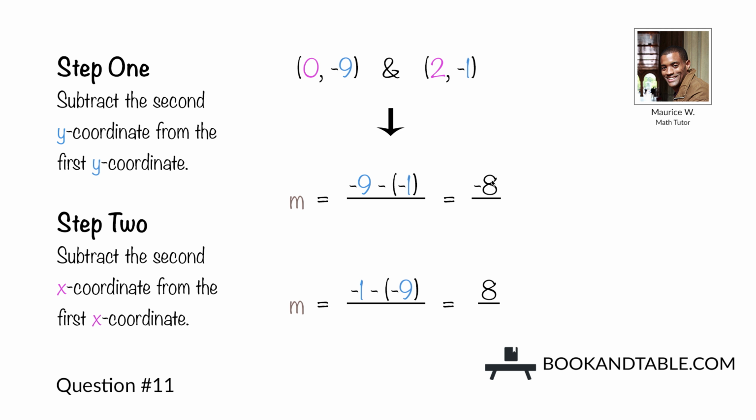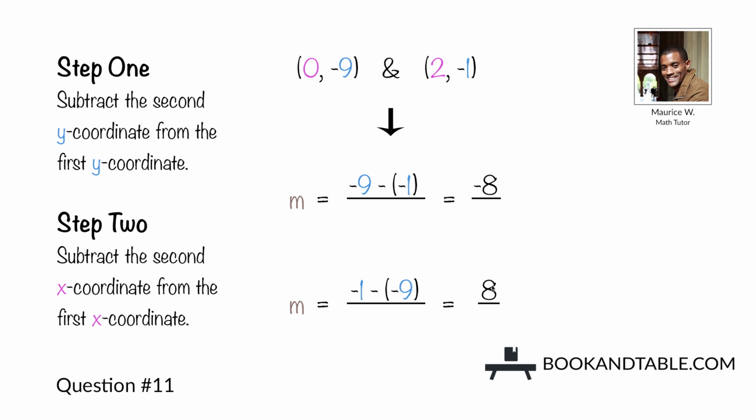So step 1, subtract the second y coordinate from the first y coordinate. So you can do negative 9 minus negative 1. Negative 9 plus 1 is negative 8. Or you can do negative 1 minus negative 9, which becomes negative 1 plus 9, which is positive 8. So your delta y would have been negative 8 or positive 8.